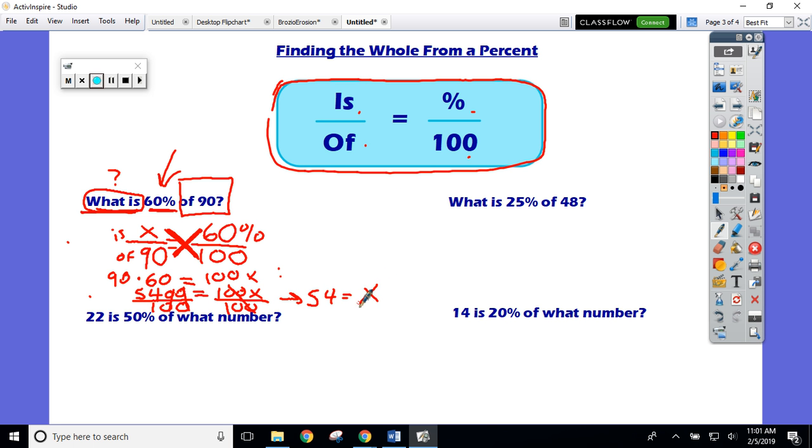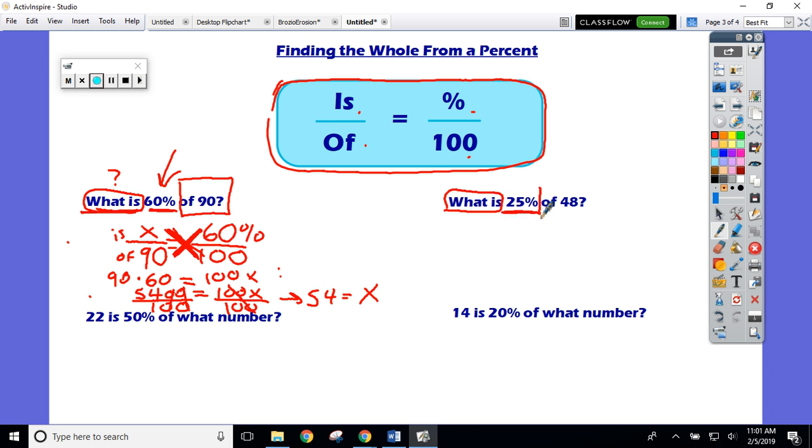Super important that I just identify the is, the percent, the of. Super important that I draw this x and establish that they're equal. And super important that I divide by the number that's hanging out with the variable. Over here, what is? Once again, I don't know the is.